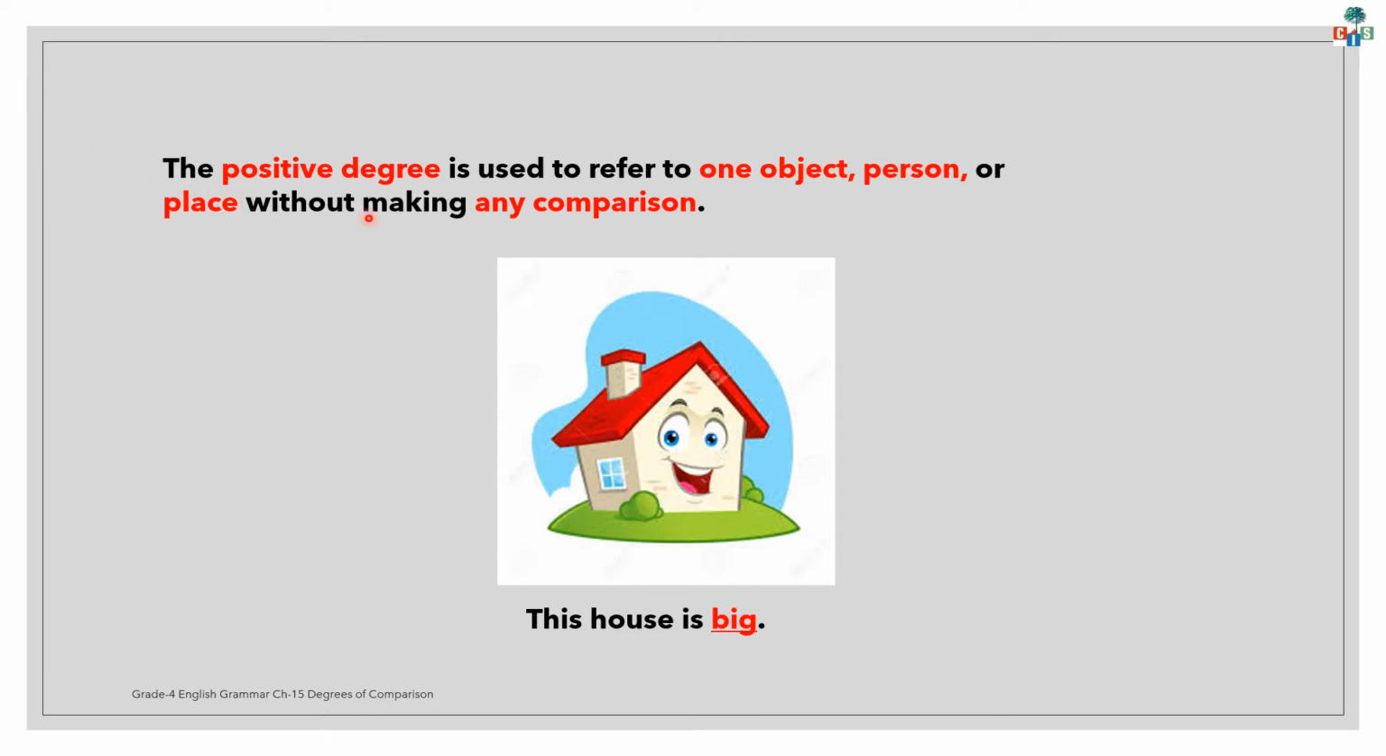The positive degree is used to refer to one object, person, or place without making any comparison. For example, this house is big. So here, big is an adjective and this is in the positive degree. Here, we are not comparing this house with another house. Here, we are just stating the quality of this house. So, this is the positive degree.